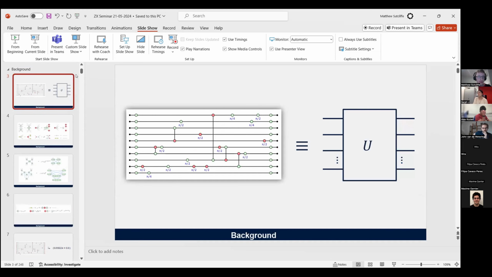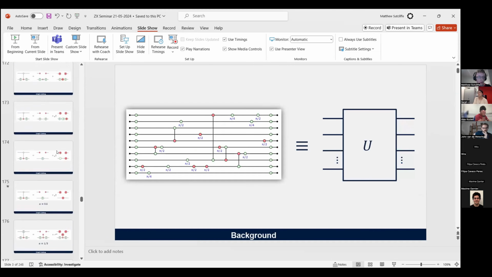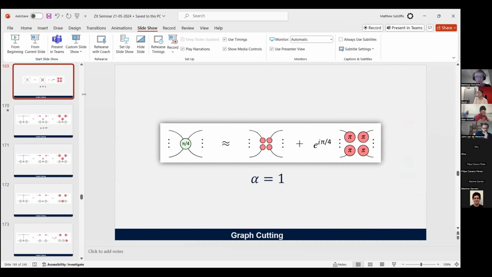So say we use the very simple decomposition of this one. It means for every T gate that we get, we're doubling the number of terms we have, the number of graphs, and then we keep doubling it for every T gate, right? So if we have 10 T gates, then we end up with 2 to the 10 graphs by this method. So that's why the number of terms you end up with is related exponentially to the T count.